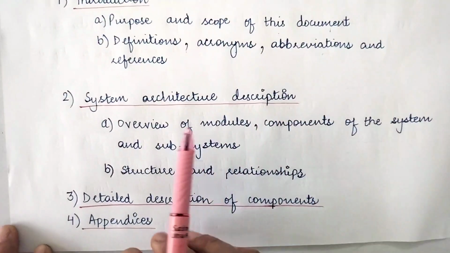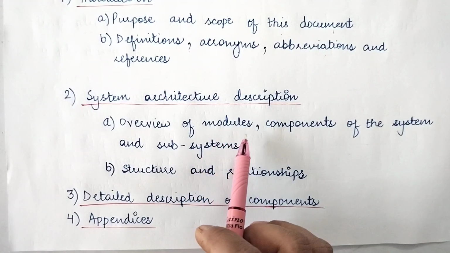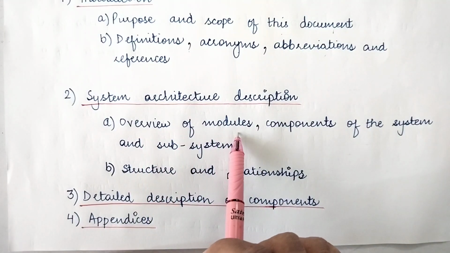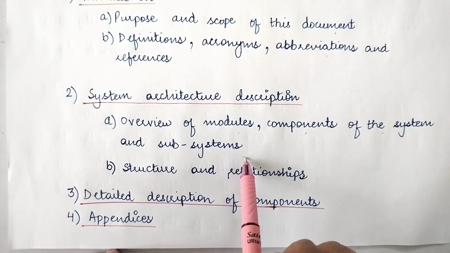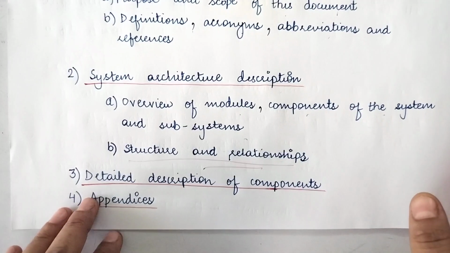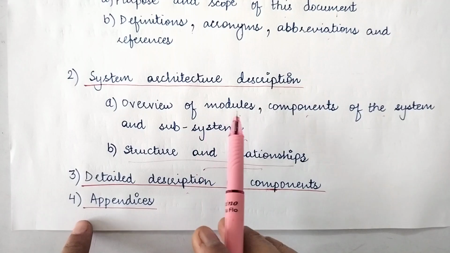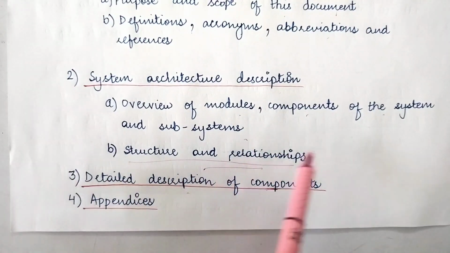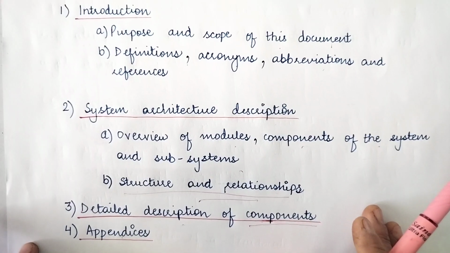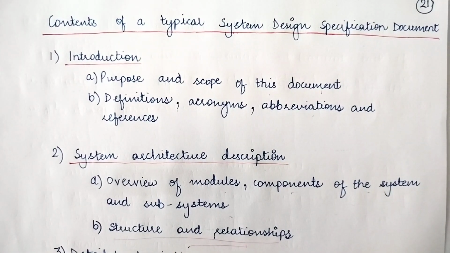The second point would tell you about the system architecture description. Since we are talking about software, what would the architecture be? It would be the various modules. So, it will give you an overview of the various modules or components of the system and various subsystems that exist, also the structure and the relationships that exist in this particular system. Then it will also give you a detailed description of various components. Now, overview of modules is given. In the third step, a detailed description of all the modules or components would be given, and in the fourth step, the appendices would be given. So, this is all about your system design specification document.